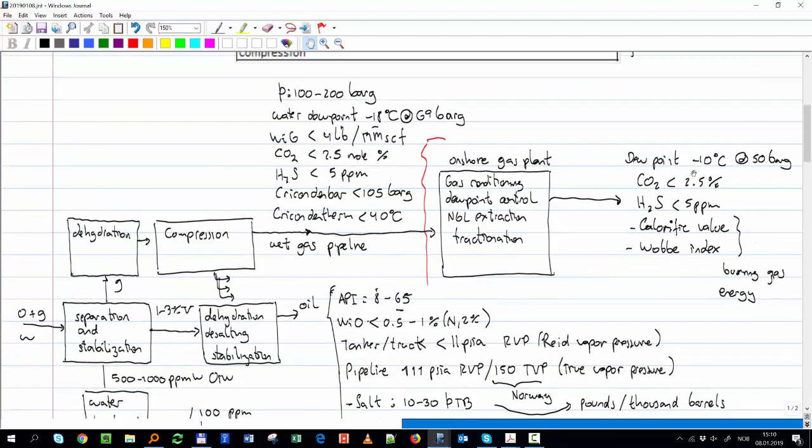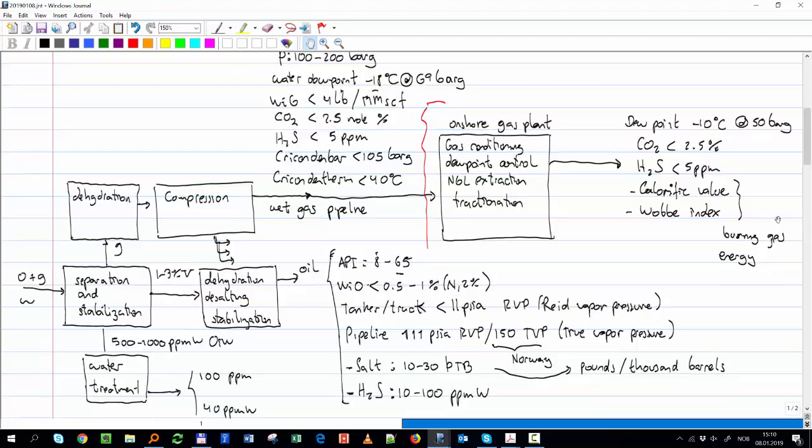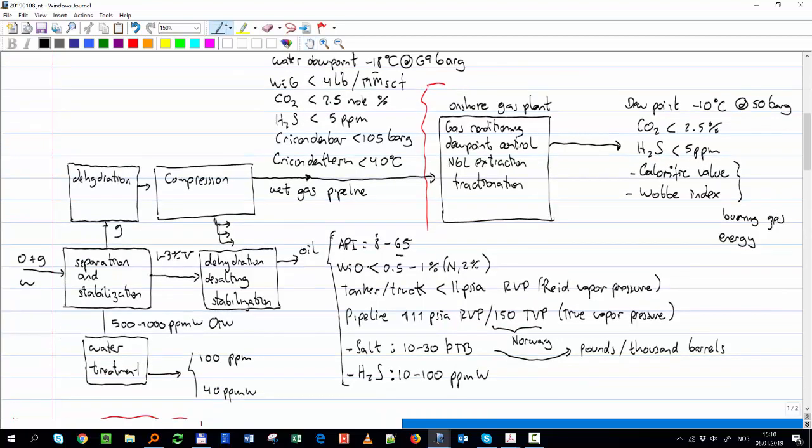Okay, and also for the gas. If I'm selling this gas to a pipeline, that's mainly when it goes to a pipeline.